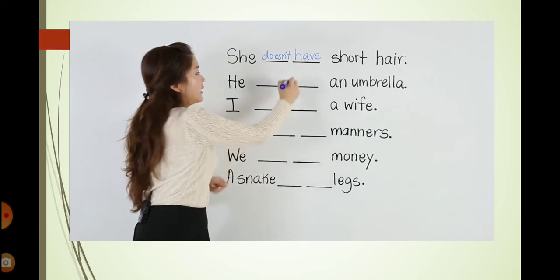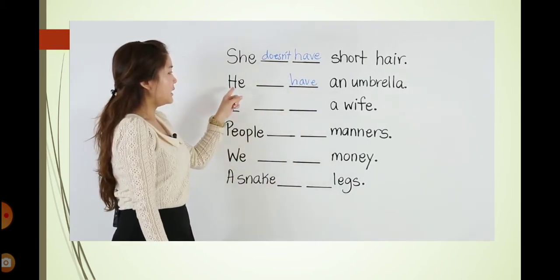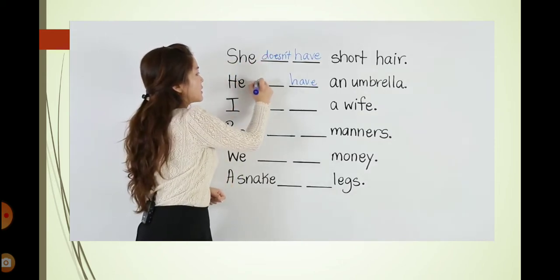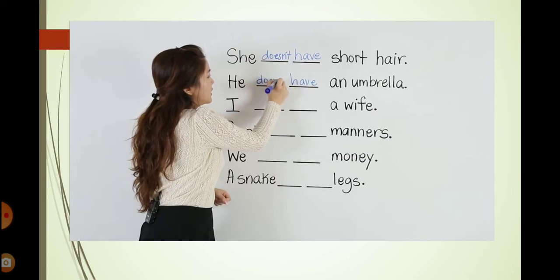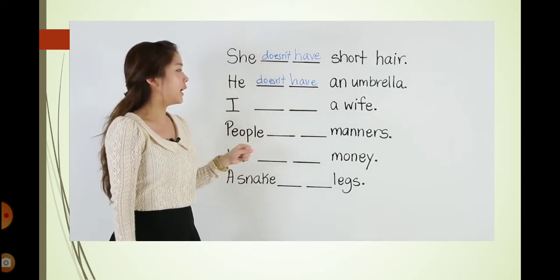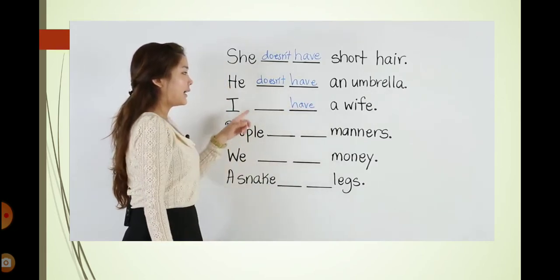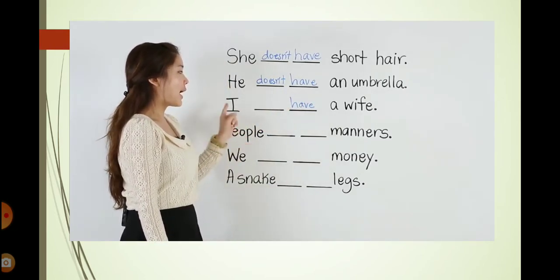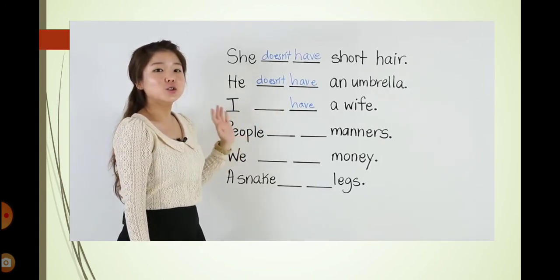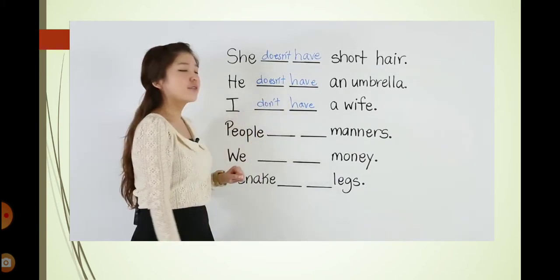Okay, and again, I'm gonna put have first. This is easy. He and she, we both use doesn't. He doesn't have an umbrella. Okay, how about for I? I doesn't have or I don't have? The correct answer is don't. I don't have a wife.